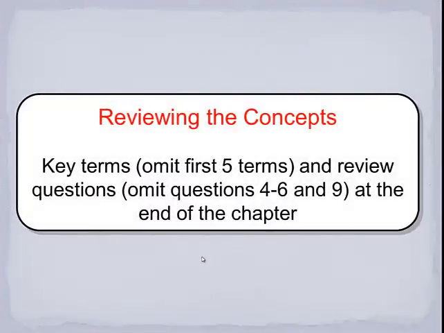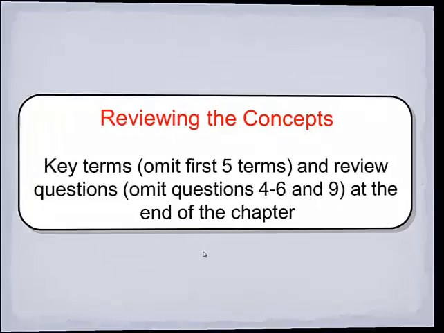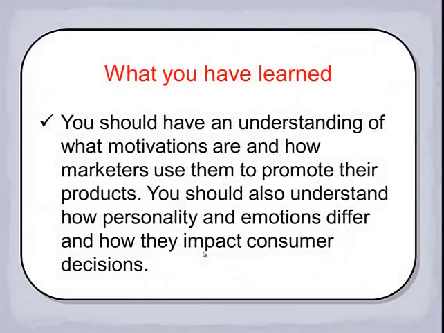And again, we're at the end. These are the key terms to omit. These are the review questions to omit at the end of this chapter. And finally, you should have an understanding of what motivations are and how marketers use them to promote their products. You should also understand how personality and emotions differ and how they impact consumer decisions.